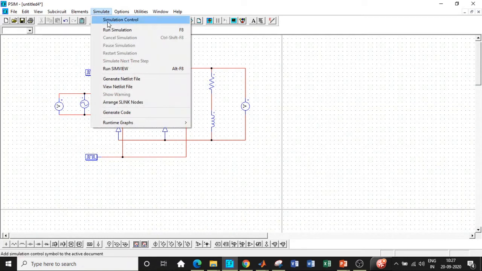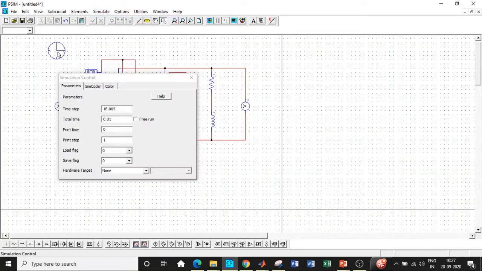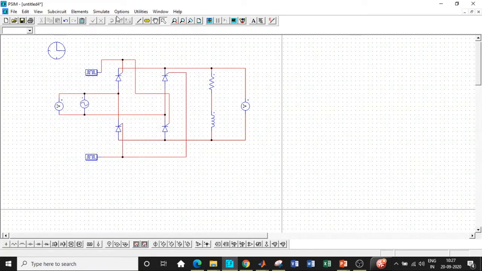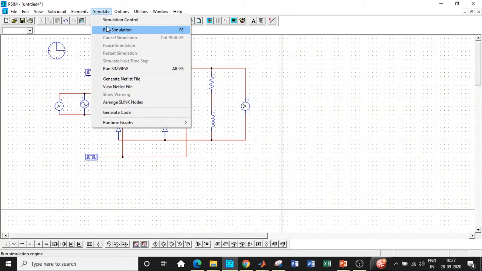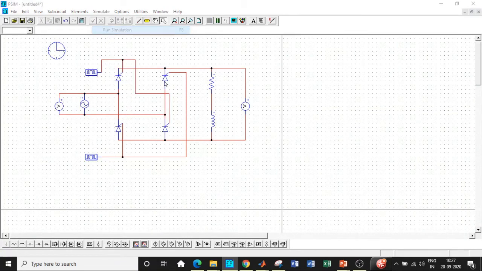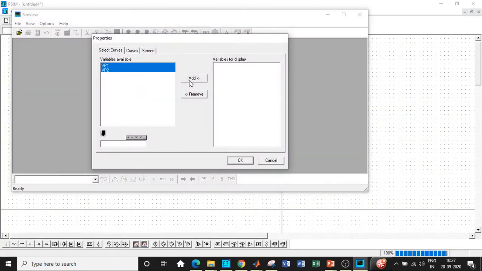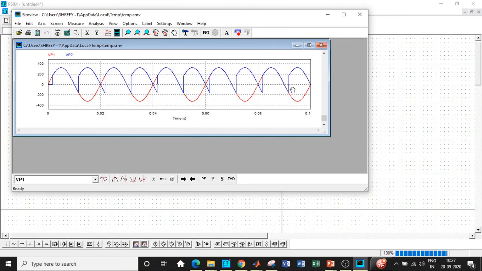Next up, we need a simulation control, which basically controls the simulation runtime and the time step required for the circuit. Let it be 0.1 and close this. Now let us click on run simulation in order to check the waveforms, as we have already entered all the parameters based on our requirement. Over here you'll click the variables that you want to see the output voltage for, click on add and click on OK.